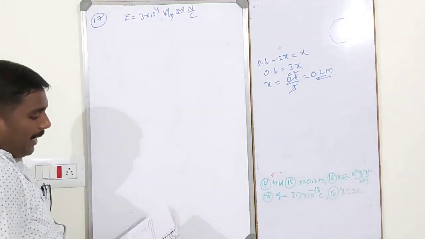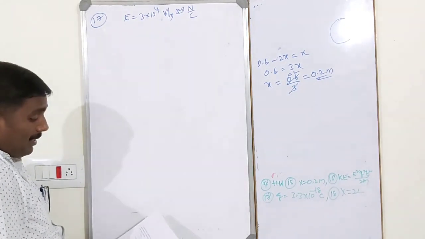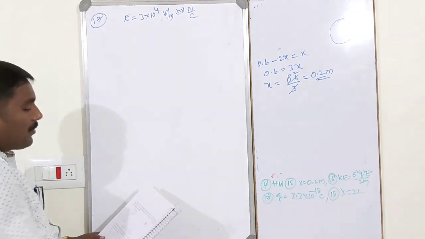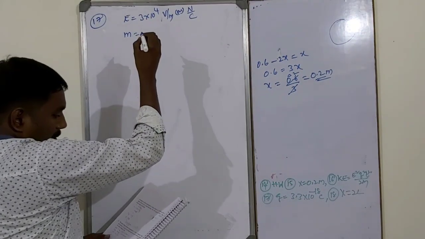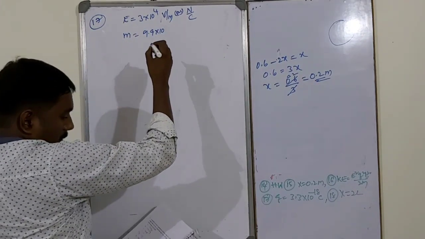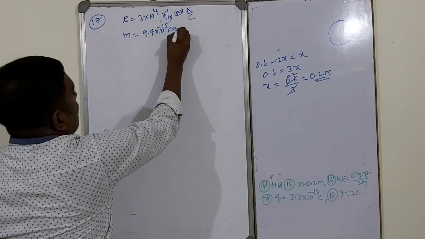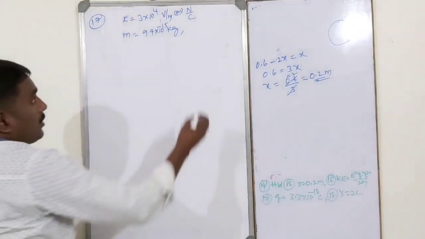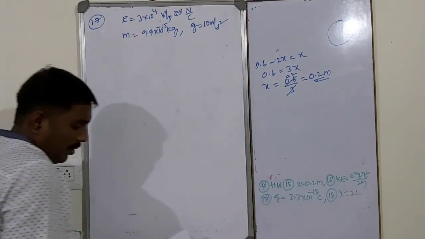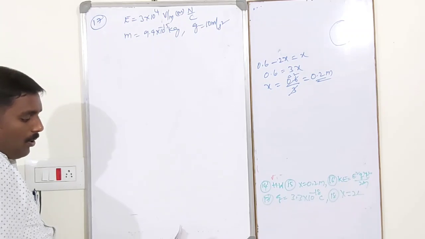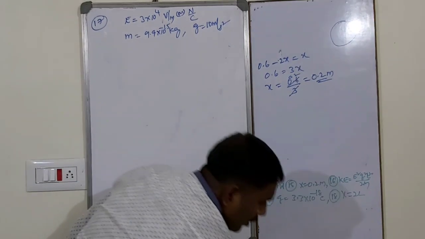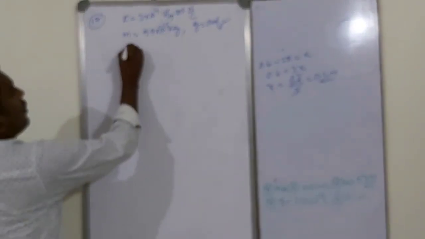So that it neither falls nor rises. That means the charged particle is in equilibrium, at rest. The mass of the drop is 9.9 into 10 to the power of minus 15 kg. Already given, the mass value is already given. What is the value of g? This is 10 meter per second square. So this is a one mark AEEE bit. What is the charge on the drop? What is the charge on the drop? We calculate the charge on the drop. Okay, q.